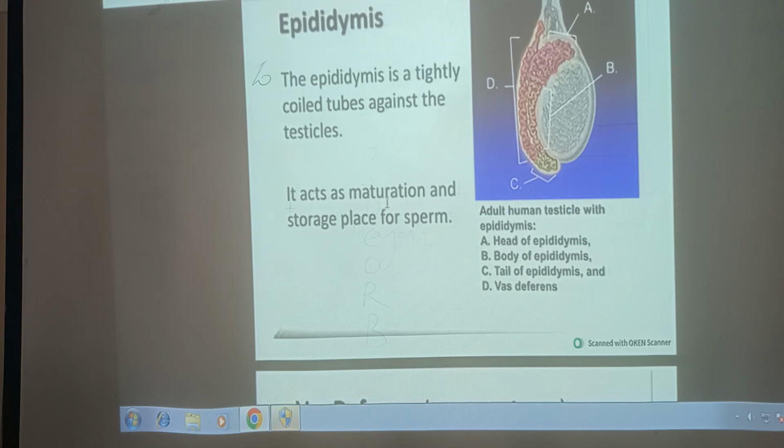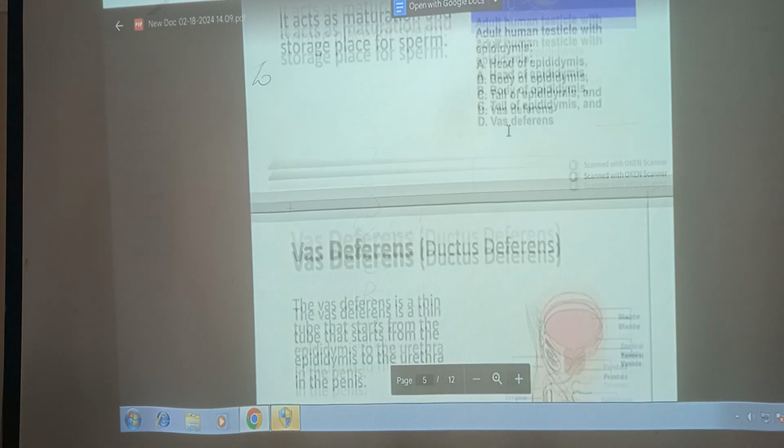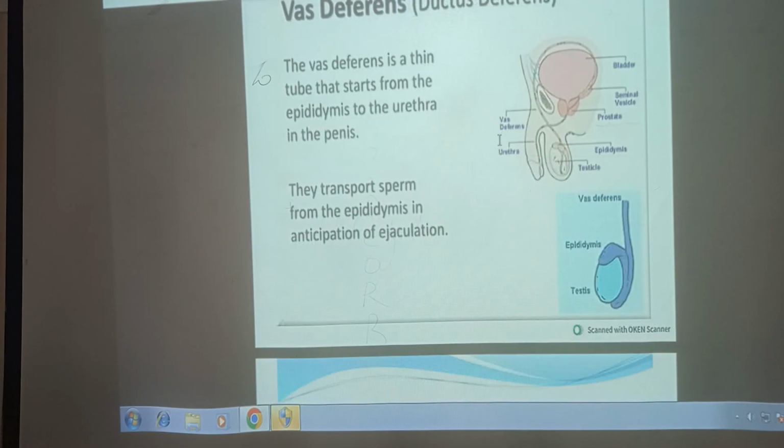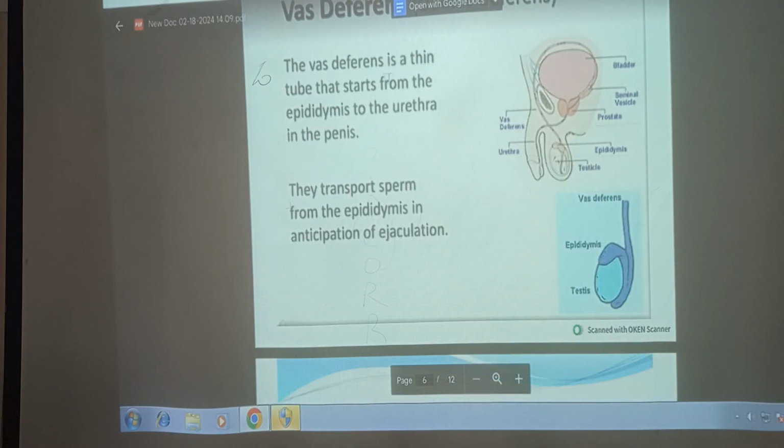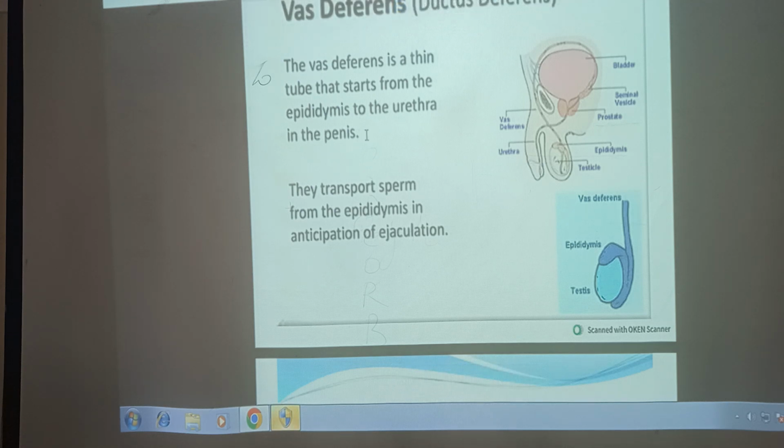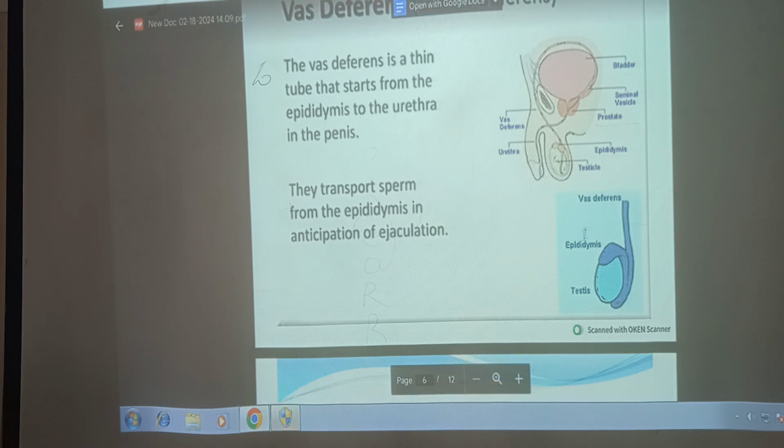It acts as a maturation and storage place for sperm. This is the epididymis structure. Next, vasa deferens. The vasa deferens is a thin tube that starts from the epididymis to the urethra in the penis. It transports sperm from the epididymis in anticipation of ejaculation. This is the common part, vasa deferens.